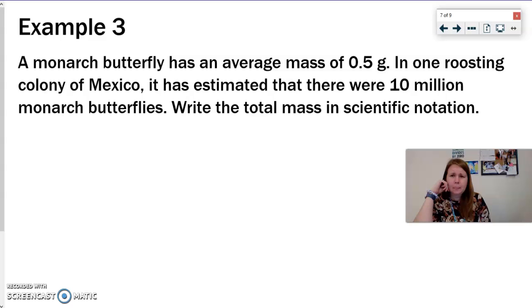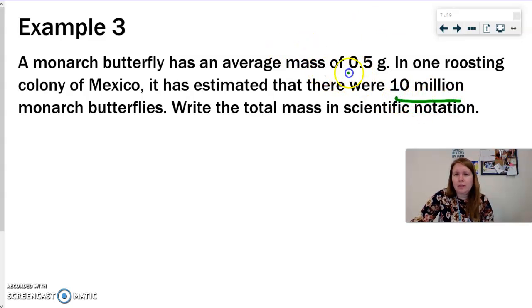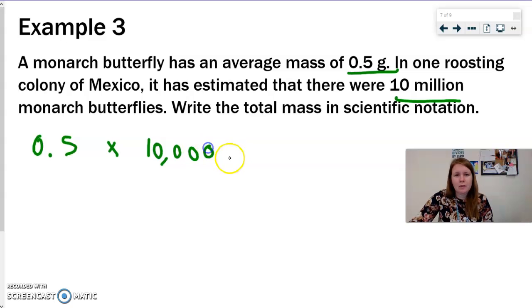All right. So first off, I noticed that we had 10 million as well as this 0.5. So I want to figure out the total mass based on that. We're going to multiply these two, and then take that number and change it to scientific notation. So I'm going to have 0.5 times 10 million, and this is how I would write out 10 million.